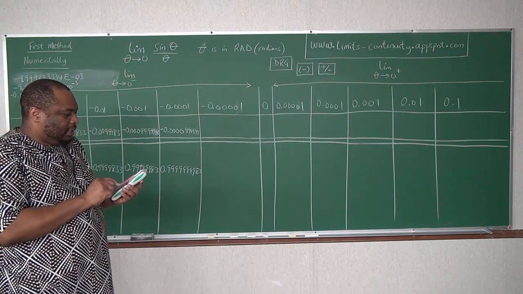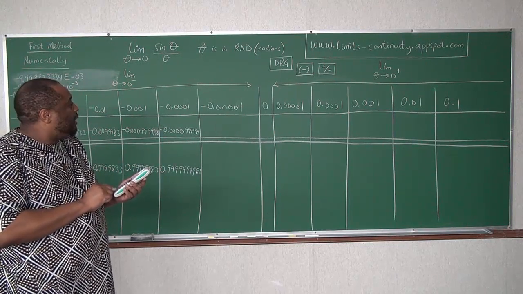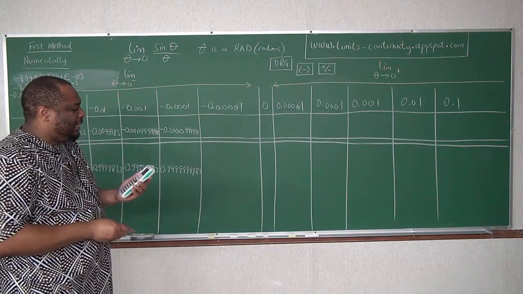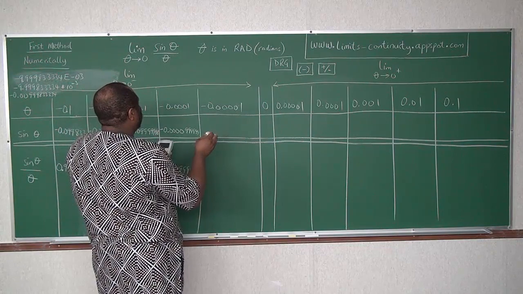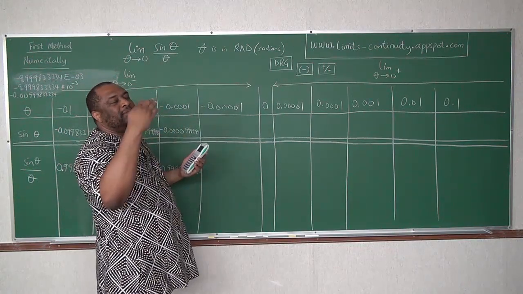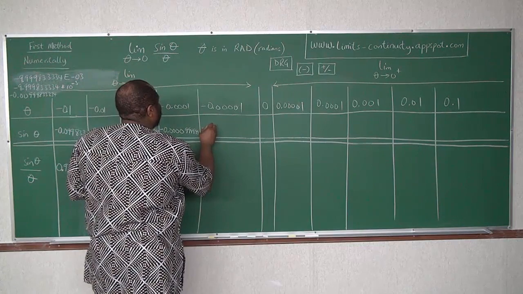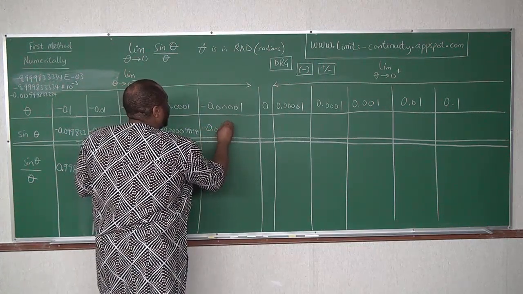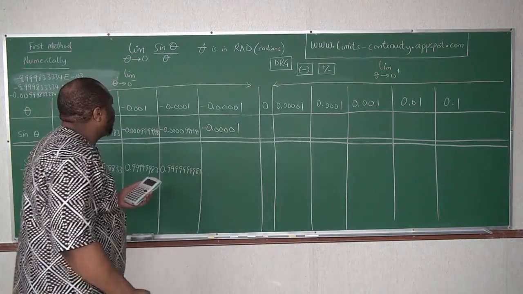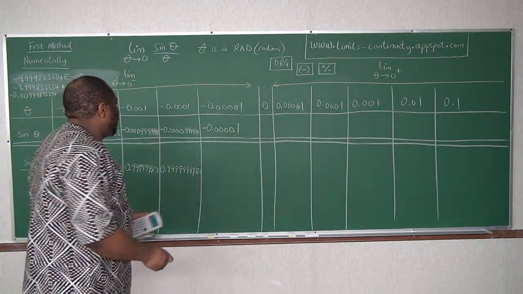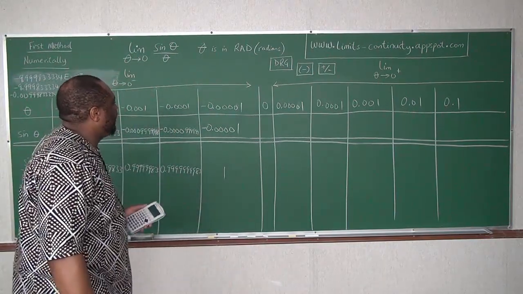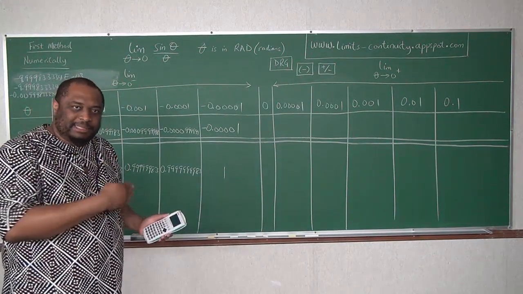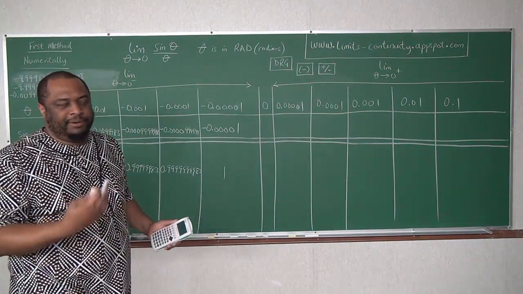Sine of negative 0.00001. Okay, this gives us negative 1 times 10 to the negative 5. So this is negative 0.00001. This is what it gives me, divided by this, it is 1 right away. So this gives me 1 from the left. Okay, now let's also see what it gives us from the right.